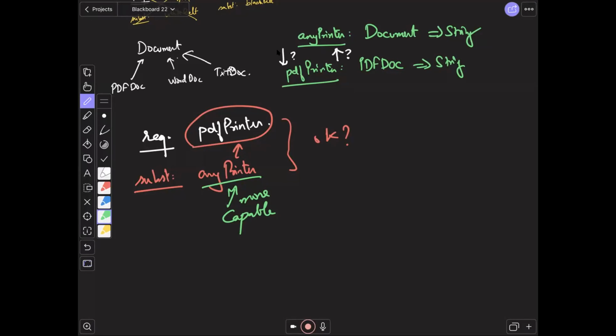No. So that's the difficulty in seeing this, right? So what you have to see is any printer is actually more like a printer that can take in any document. So it can input any document and handle it, convert it to a string, right? Whereas a PDF printer is more restrictive. It can only take in PDFs. So the substitution goes this way. If you require a PDF printer, you can substitute any printer.